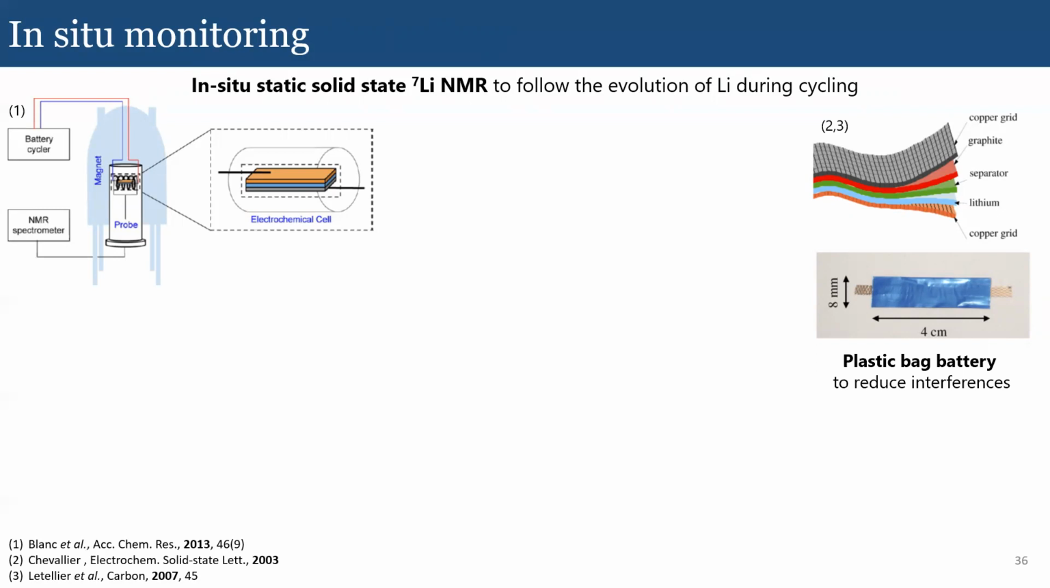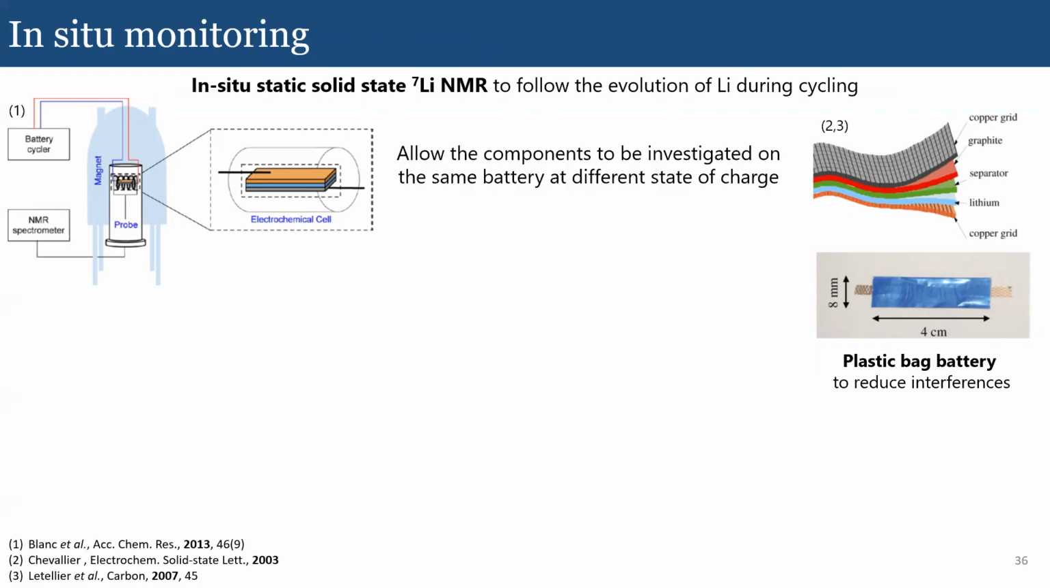So from just that sentence alone, I am pretty sure you understand that this is not straightforward and that it requires a lot of careful planning and some special hardware. But nevertheless, you can agree, I think, that it has a lot of benefits, since you are able to investigate all of the components at once on the same battery at different states of charge, and you don't have any risk of contamination or have to make multiple cells. So that's always a bonus.